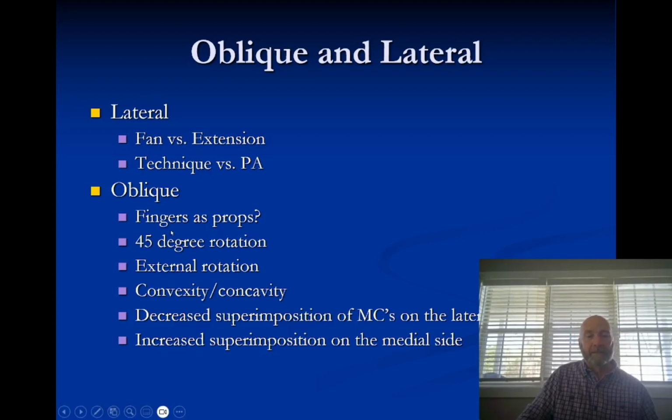But the other option, if you're interested in seeing those open joint spaces, is to keep the fingers parallel to the image receptor. If you have over rotation, it starts to look more like a lateral. If you have under rotation, it starts to look more like a PA. So you evaluate your convexity and concavity. And also, what you see is a change in the superimposition of metacarpals on the lateral side.